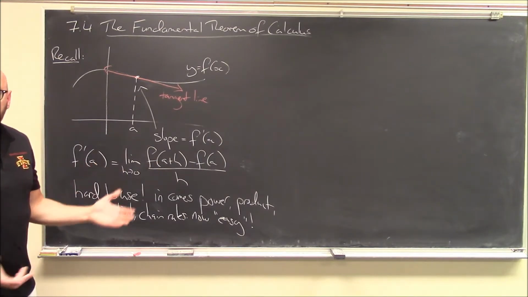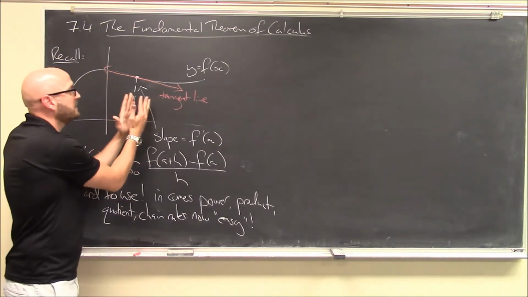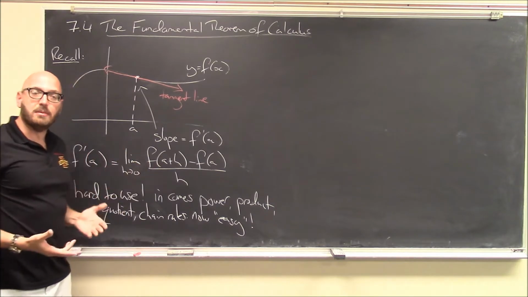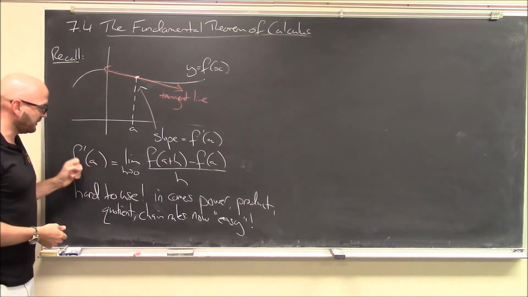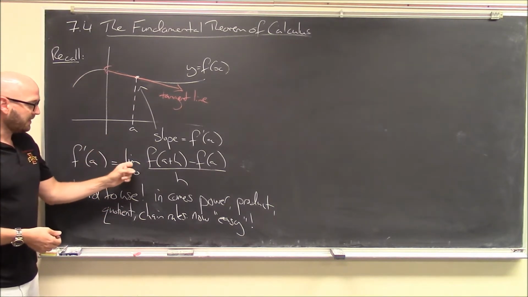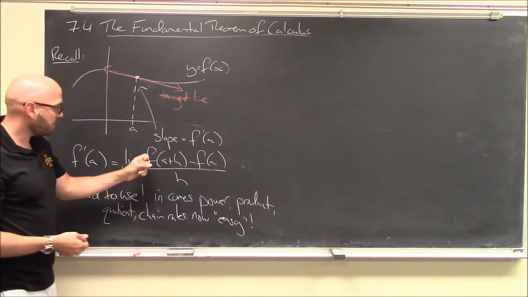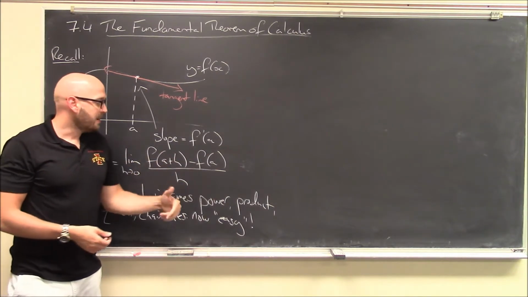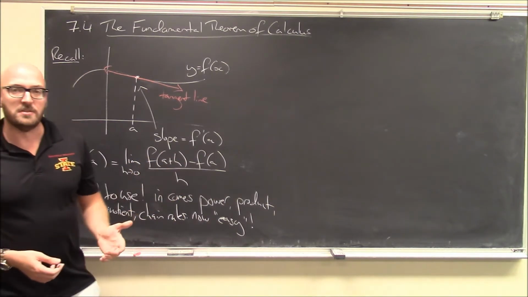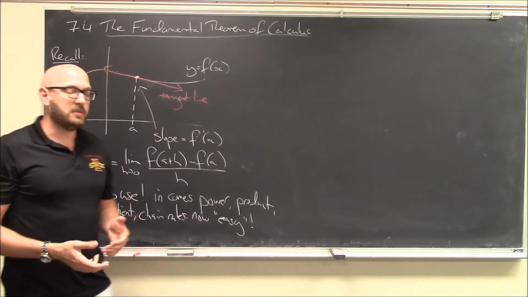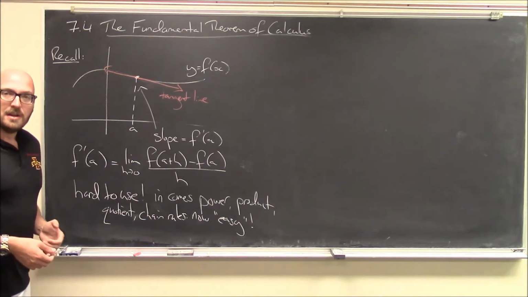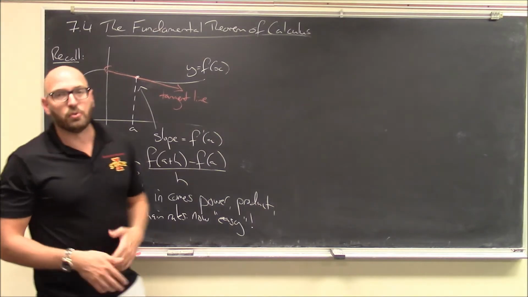We originally defined this by looking at secant lines and pushing points together and coming up with this limit definition. So our limit definition was that the derivative at a, f prime of a, is the limit as h goes to 0 of f of a plus h minus f of a over h. We computed a few derivatives using this limit definition, but all in all, it's pretty hard to use.